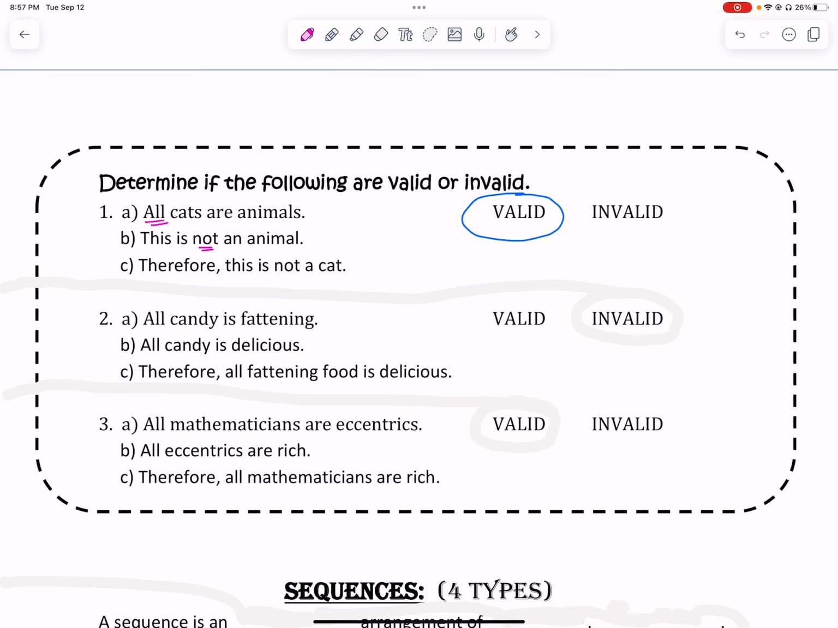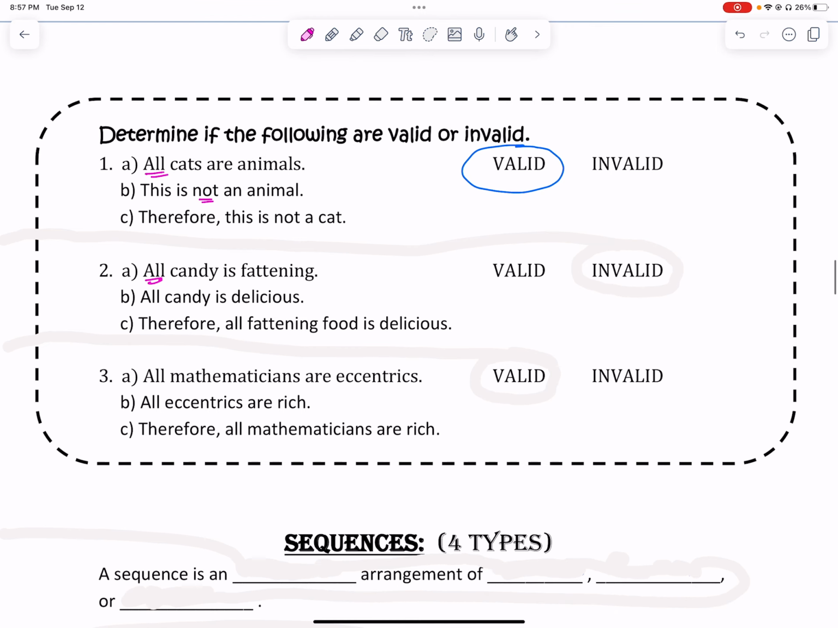All candy is fattening. All candy is delicious. Therefore, all fattening food is delicious. Because you could say all fattening candy, but once you put in the food in there, that's what makes it invalid.